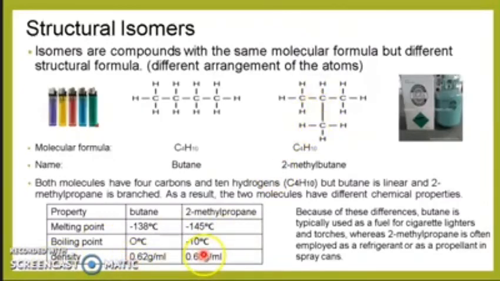as well as the density. So we have to notice that when the number of branches increases, the boiling point, the melting point, and the density will also decrease. Now we're going to see that in the next example.